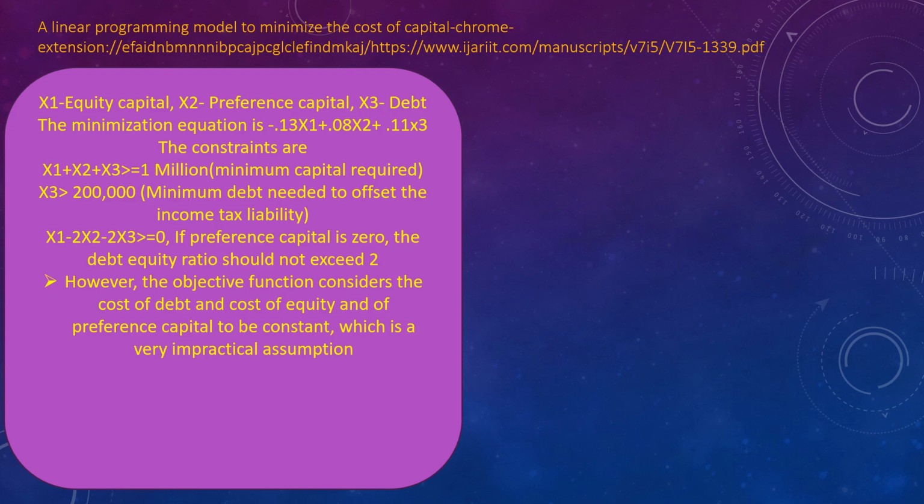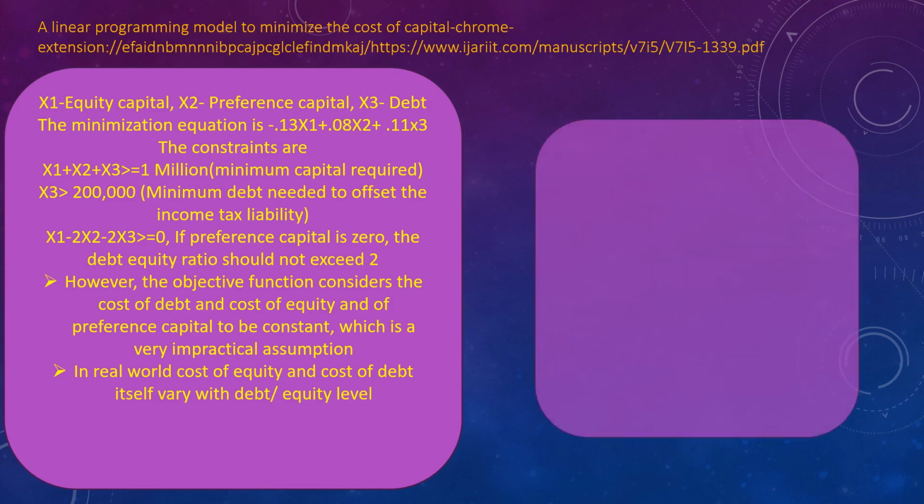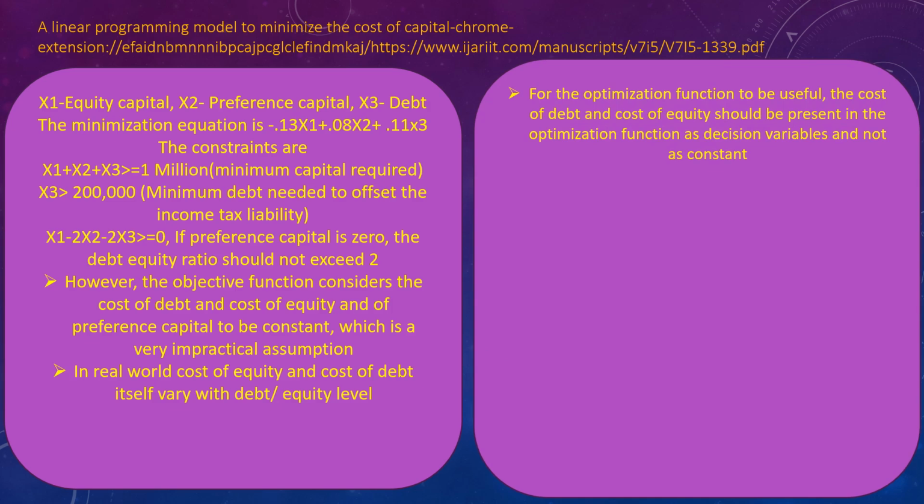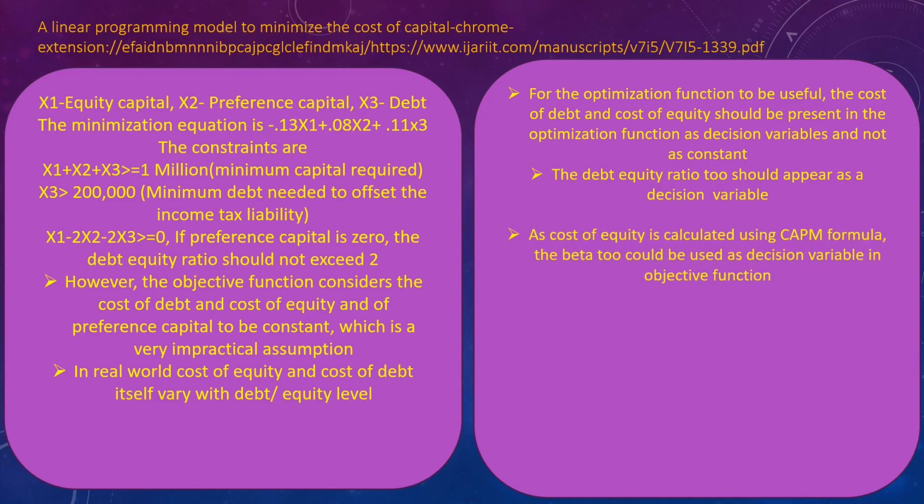However, the objective function considers the cost of debt and cost of equity and cost of preference capital to be constant, which is a very impractical assumption. In the real world, cost of equity and cost of debt itself vary with the debt equity level. For the optimization function to be useful, the cost of debt and cost of equity should be present in the optimization function as decision variables and not as constants. The debt equity ratio too should appear as a decision variable. As cost of equity is calculated using CAPM formula, the beta too should be used as a decision variable in the objective function. However, no such research seems to be available in the public domain.